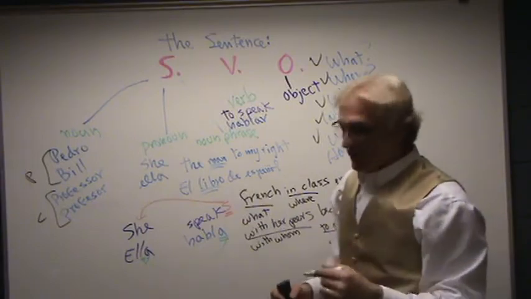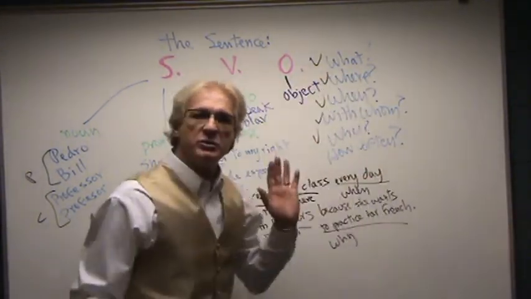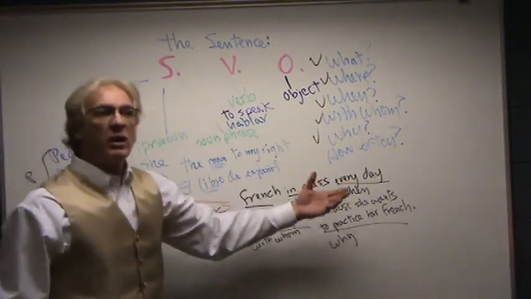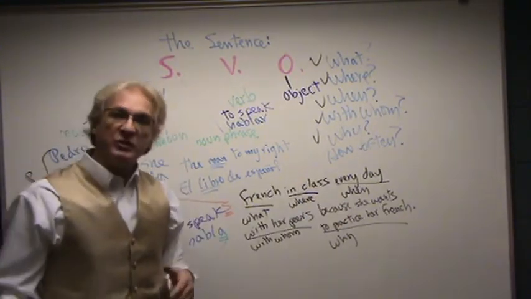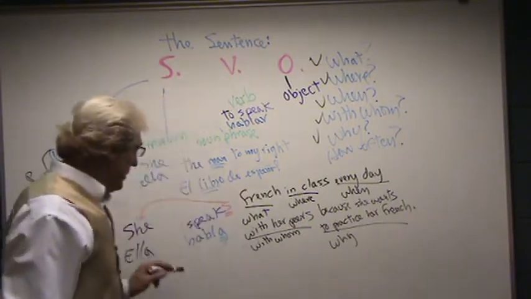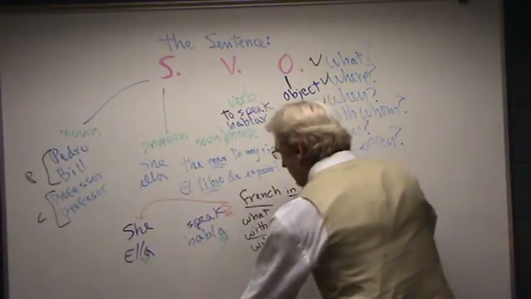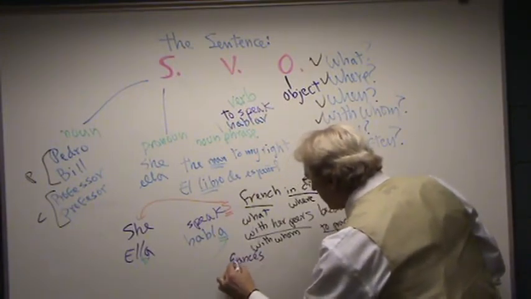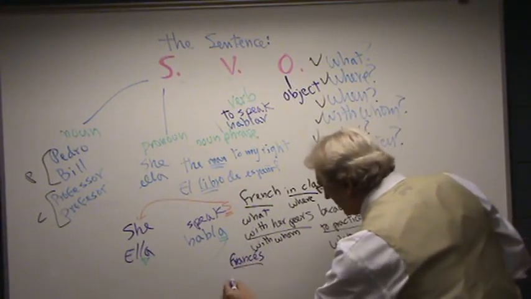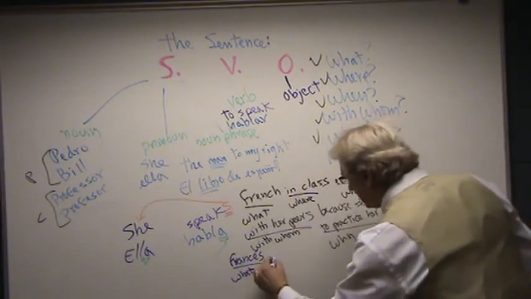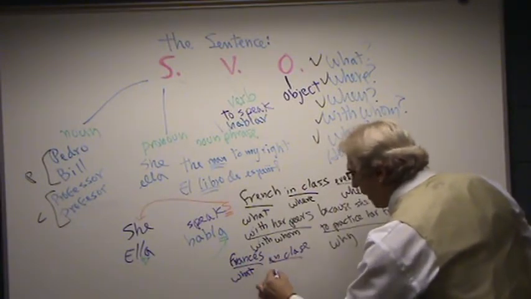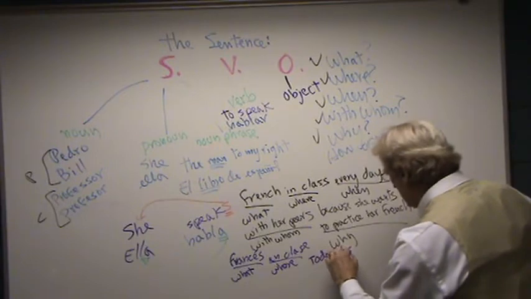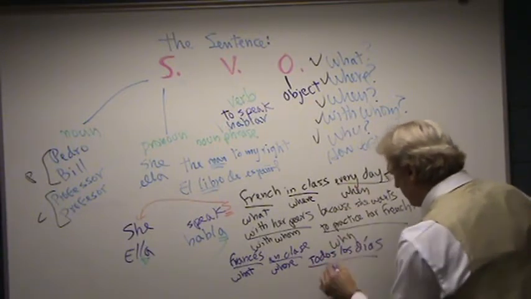You get the picture. The object is a collection of additional information as to the what is it, the person, what is the action, what is it the person does, where the person does the action, when, how often, with whom, the reason for the person to do that. Now all that in Spanish would be something like this. Ella habla francés would be the what, en clase, that'd be the where, todos los días, that'd be the when.